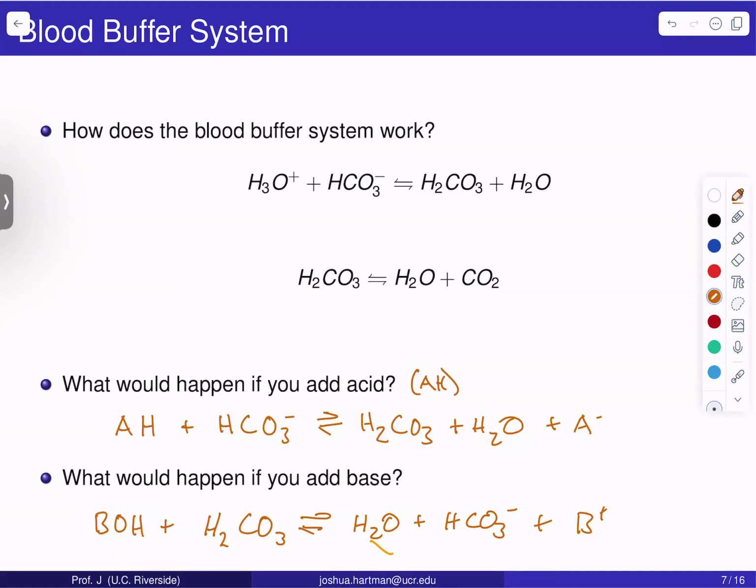Essentially, by having this mixture that has both an acid and the conjugate base, it provides two pathways: one pathway to react with additional acid, and another pathway to react with additional base. And that is the crux of how a buffer system works.